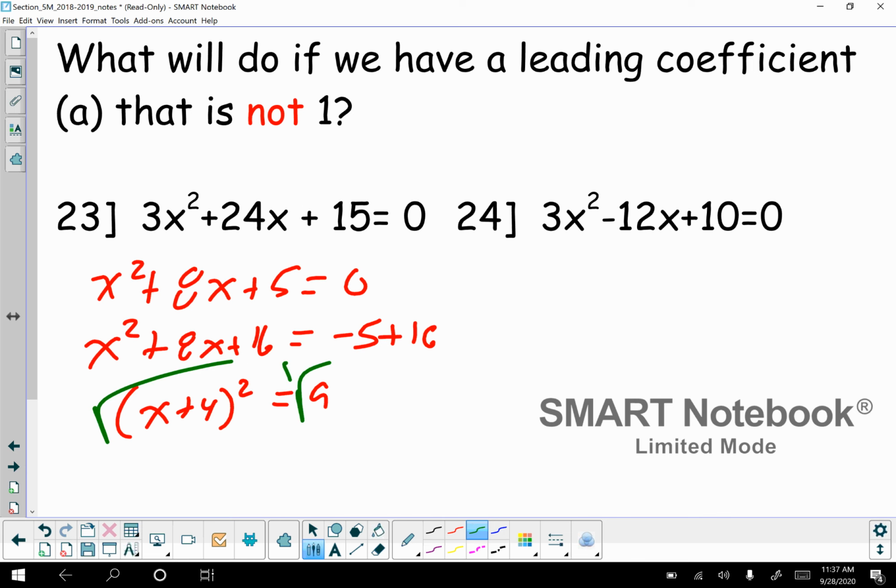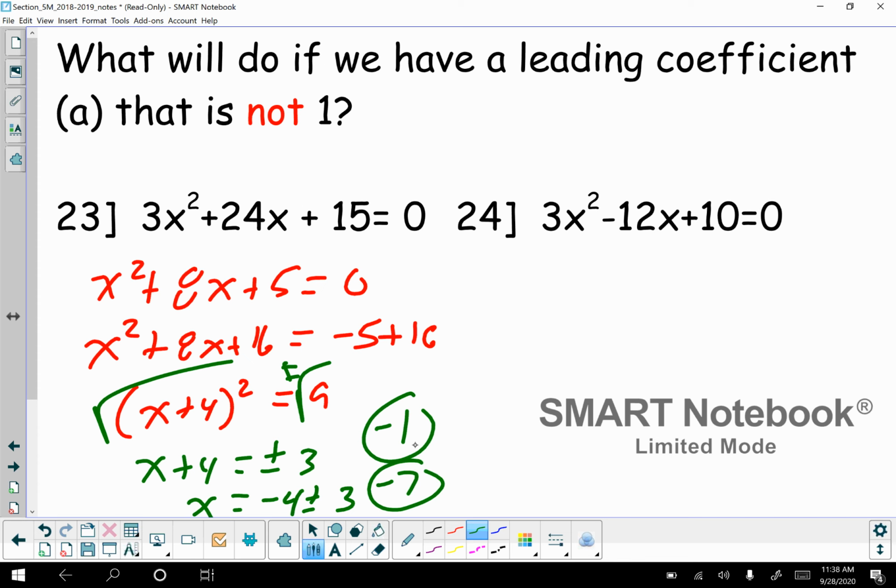Root, root. Don't forget the plus minus. Subtract four. Do the arithmetic. Negative four plus three is negative one. Negative four minus three is negative seven.